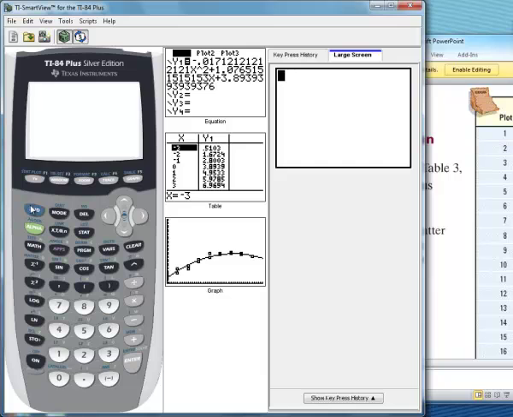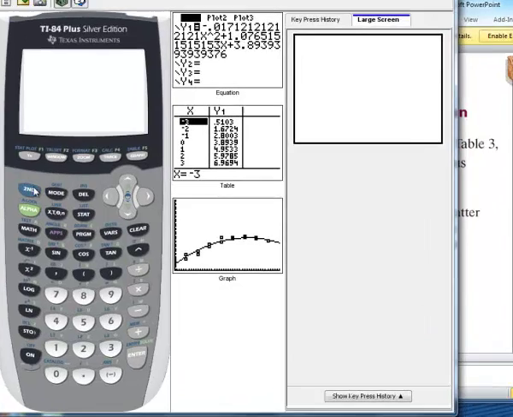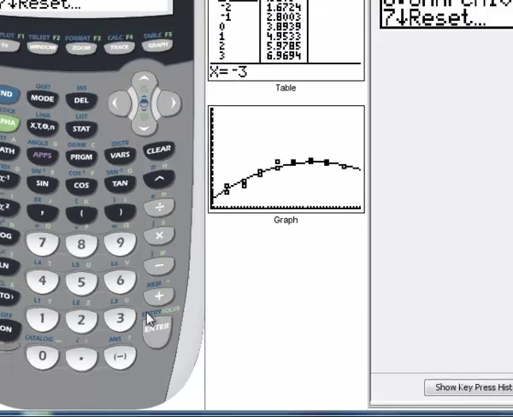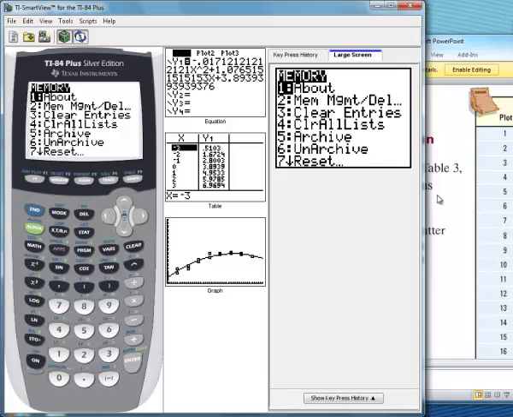Now what you want to do is go to second. To clear the list, you would go to second, memory, and then clear all lists, 4, and then hit enter. I'm not going to do that because I have this table already entered, so I'm not going to hit enter here. But you would if you want to clear your list.